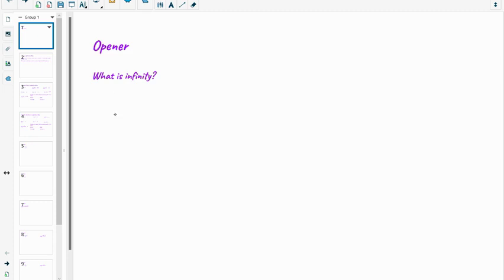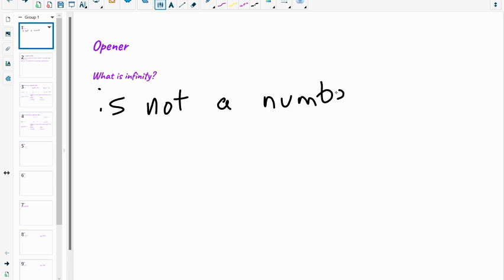Well, infinity is, first and foremost, not a number. Infinity is this idea that we extend towards bigger and bigger numbers, never reaching an end. It is not a number. It is a concept.